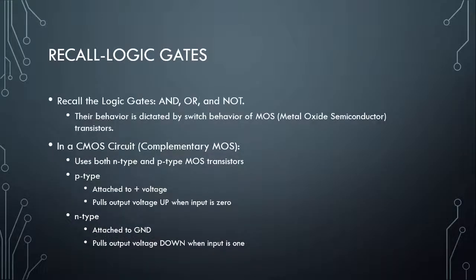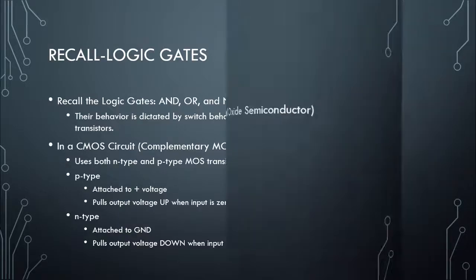If you recall, the logic gates AND, OR, NOT, their behavior is dictated by the switch behavior of MOS transistors, or metal oxide semiconductors. Now, there also exist CMOS circuits, or complementary MOS, and these use both N-type and P-type MOS transistors. Typically, P-type is attached to a positive voltage and pulls the output voltage up when input is 0, and N-type, which is attached to ground, pulls the output down when the input is 1. So positive up, negative down.